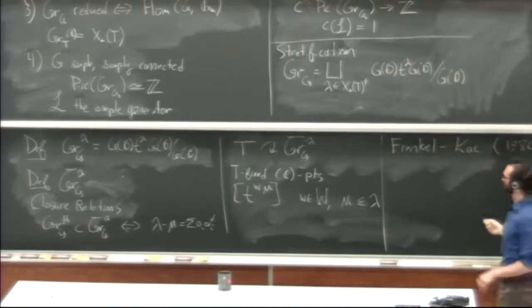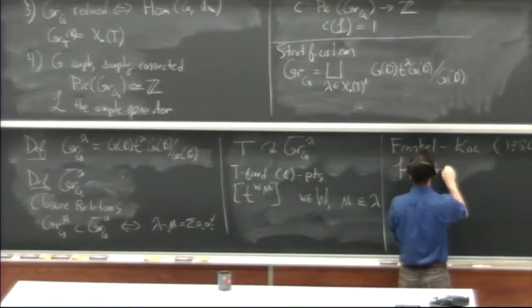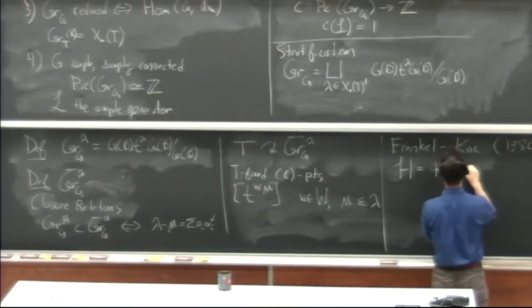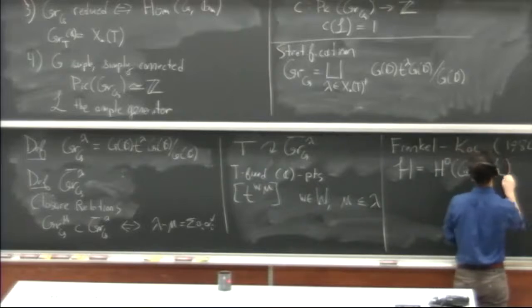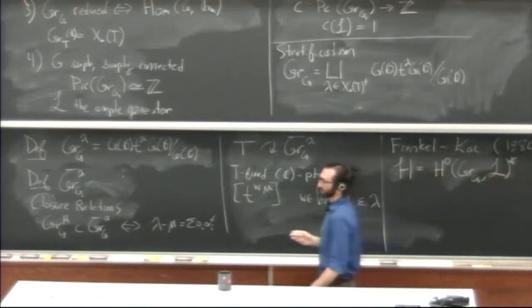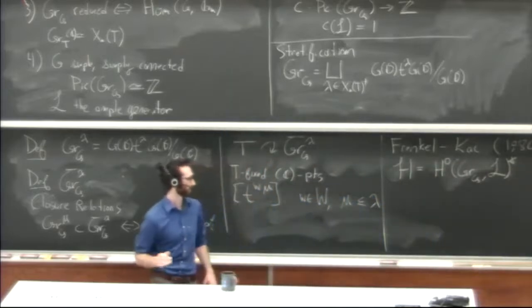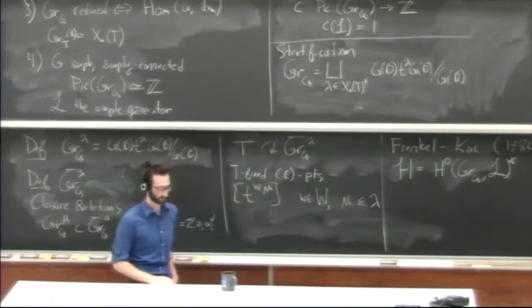I need to introduce a little bit more notation. So I'm going to write H for the basic representation. This will be equal to the restricted dual of the zeroth cohomology of Gr_G, L dual. This is what I call the basic representation. You take the ample generator, you take the zeroth cohomology, and you take its restricted dual. This is the basic picture of a representation of an affine algebra or of an affine Kac-Moody group.